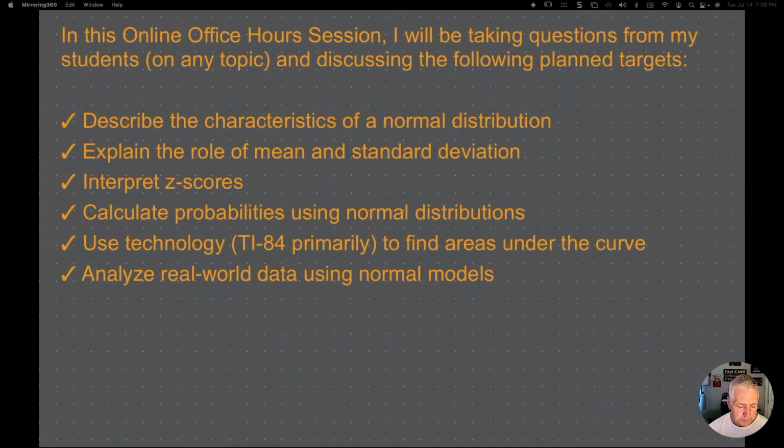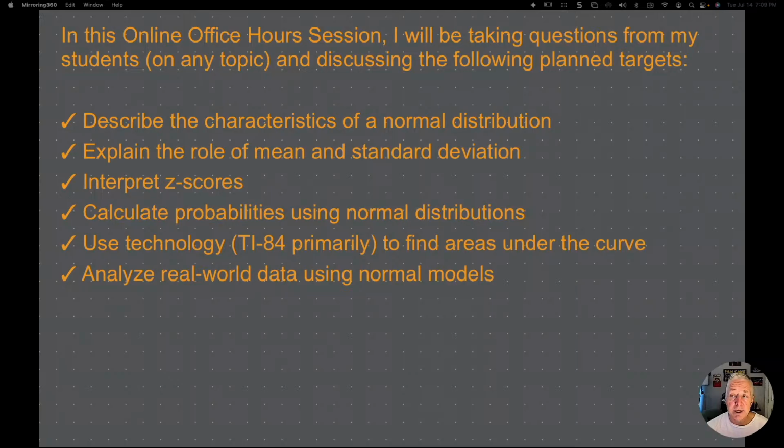All right, just a part of my notes. I'm certainly not doing all of this tonight, but within some of the problems that I do, these will be some of the objectives that we'll be working on. Describe the characteristics of a normal distribution. I typically go through that in every problem. Explain the role of mean and standard deviation. Same thing. Interpret z-scores. Same within the context of the problems. Calculate probabilities using normal distributions. Use technology. We're going to use TI-84 primarily. Find areas under the curve and analyze real-world data using normal models. This is a normal classroom type set of objectives that I have.